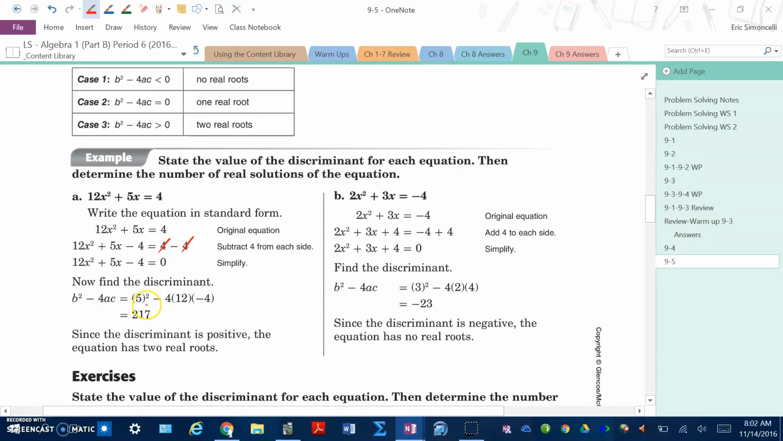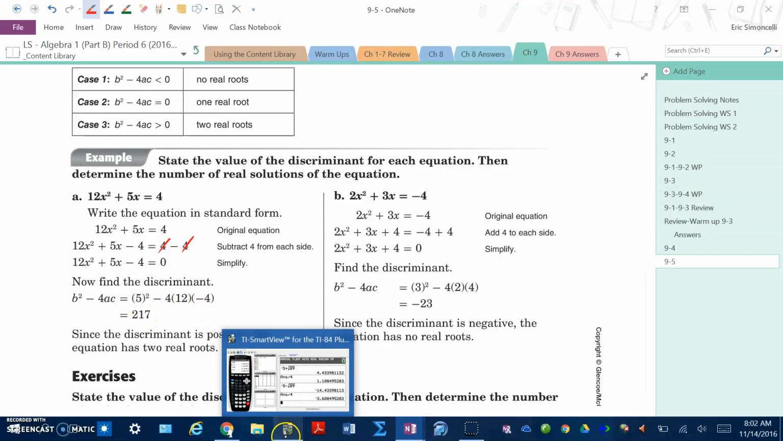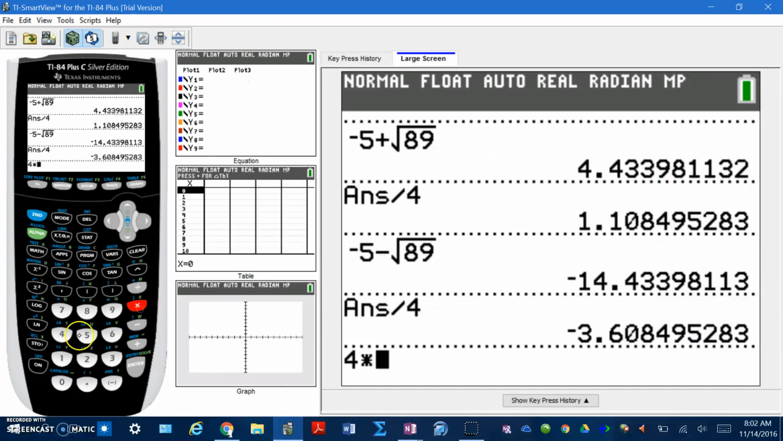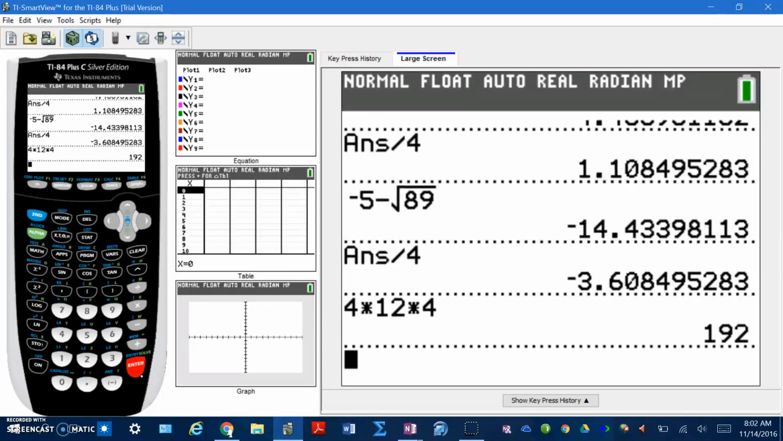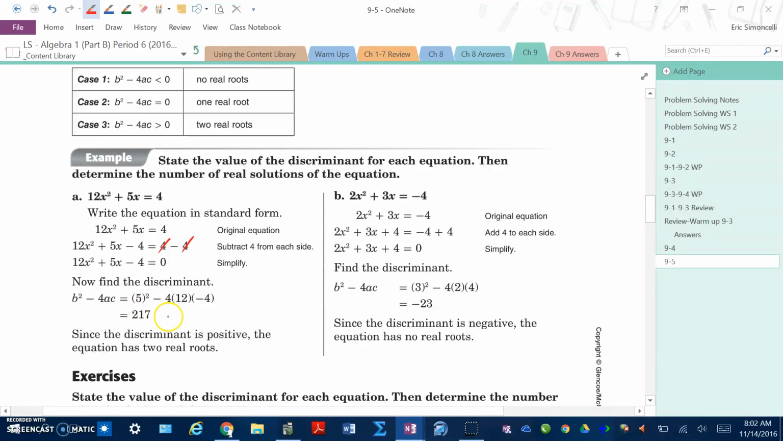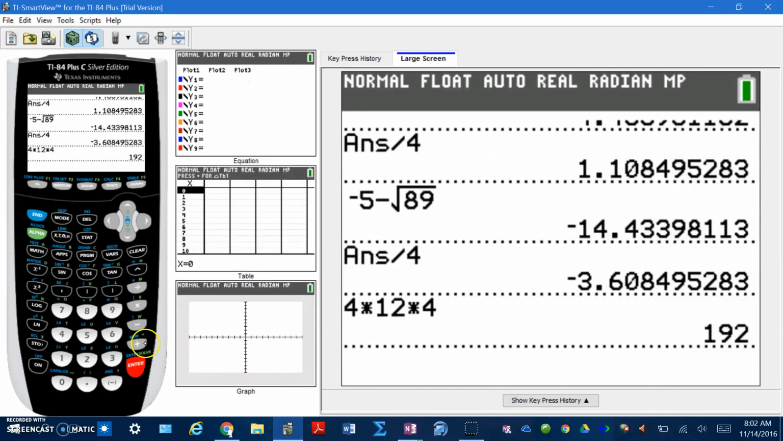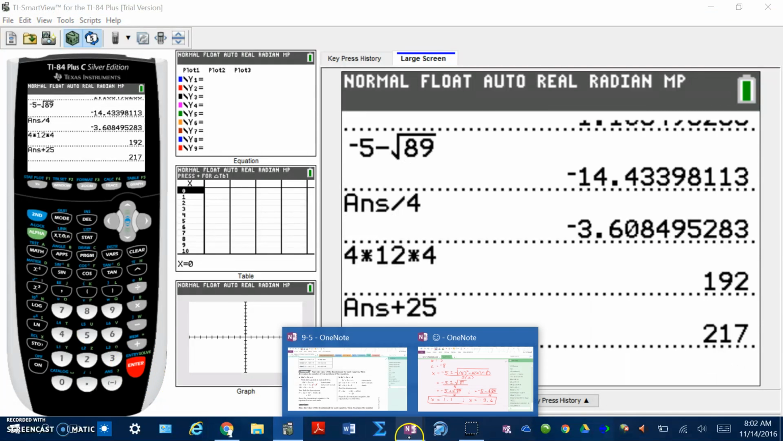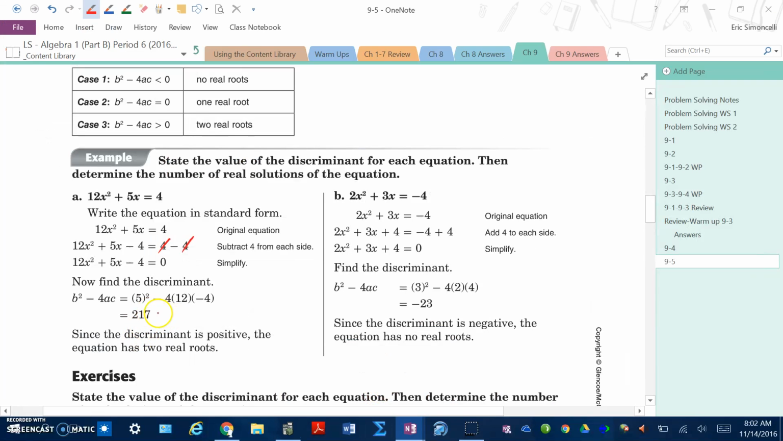So b squared, so 5 quantity squared, minus 4 times a, which is 12, times c, which is negative 4, or 25 minus 4 times 12 times negative 4. I'm changing my signs, of course, but 192, which is then added to 25, and that's your discriminant, 217. Because this number is greater than 0 or positive, we say that there are two answers to the problem. Now, we could do the quadratic formula and find those two answers, but we stopped here because, again, all they wanted was the number of solutions.